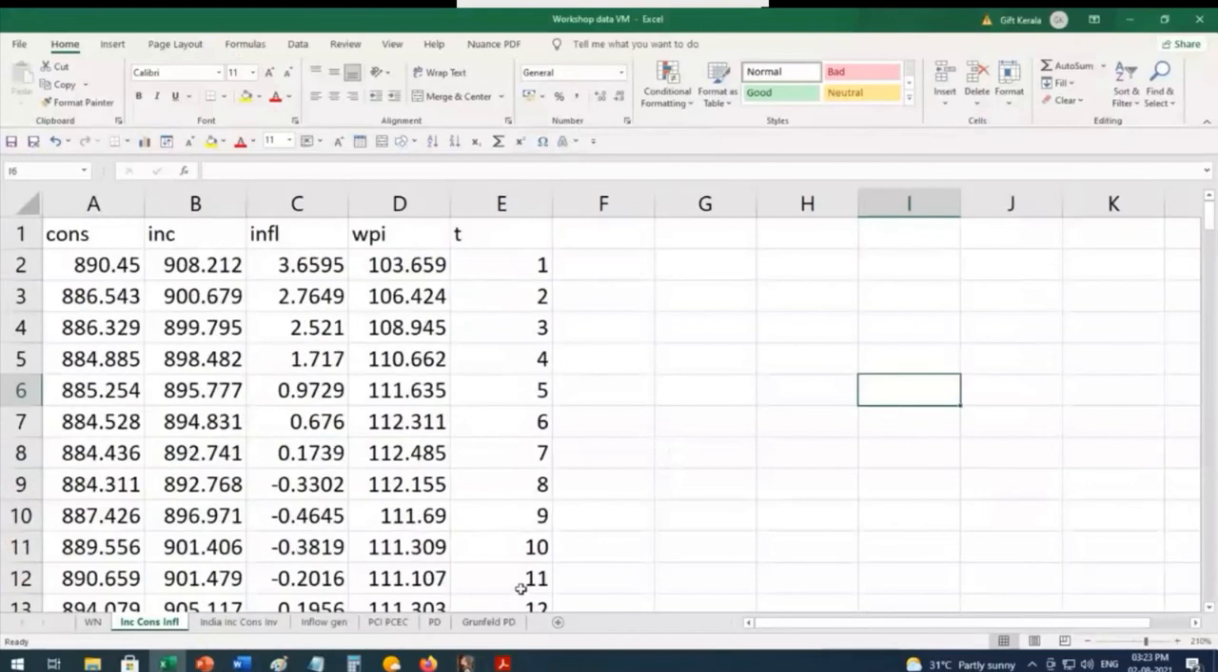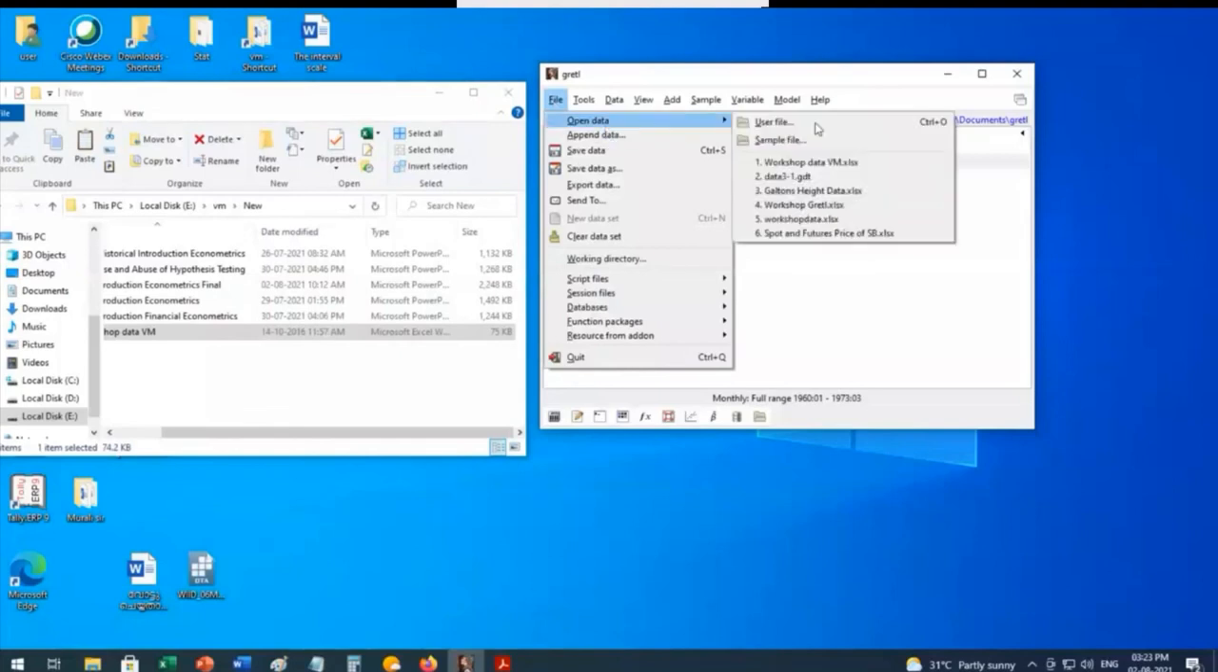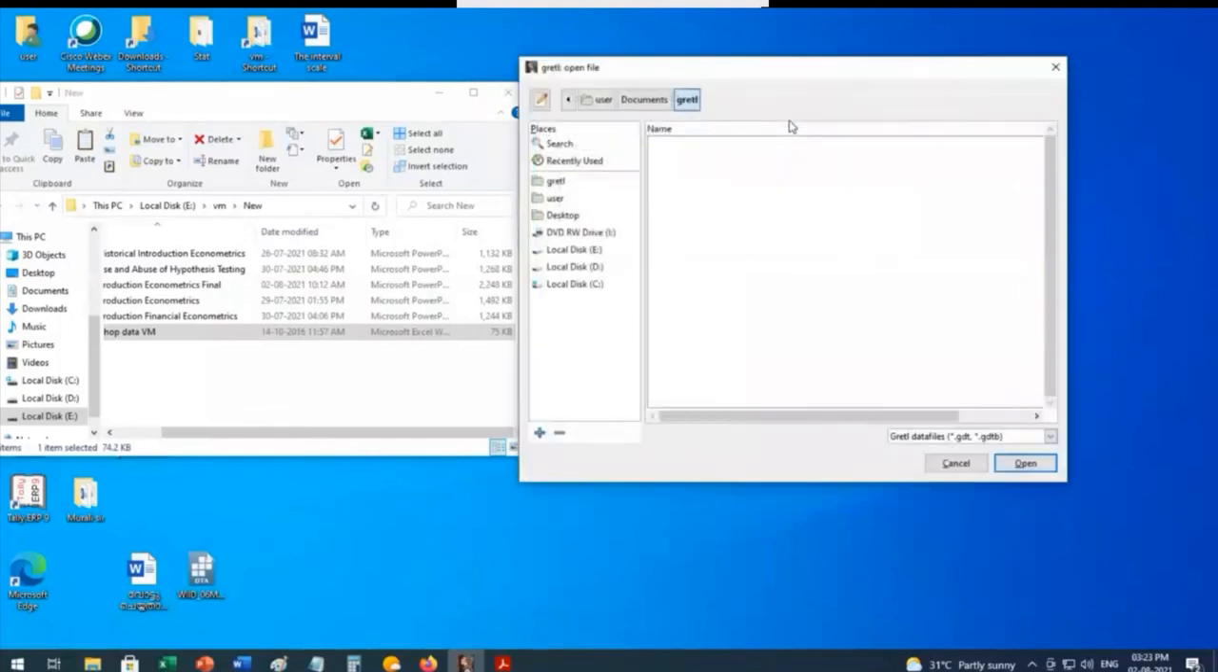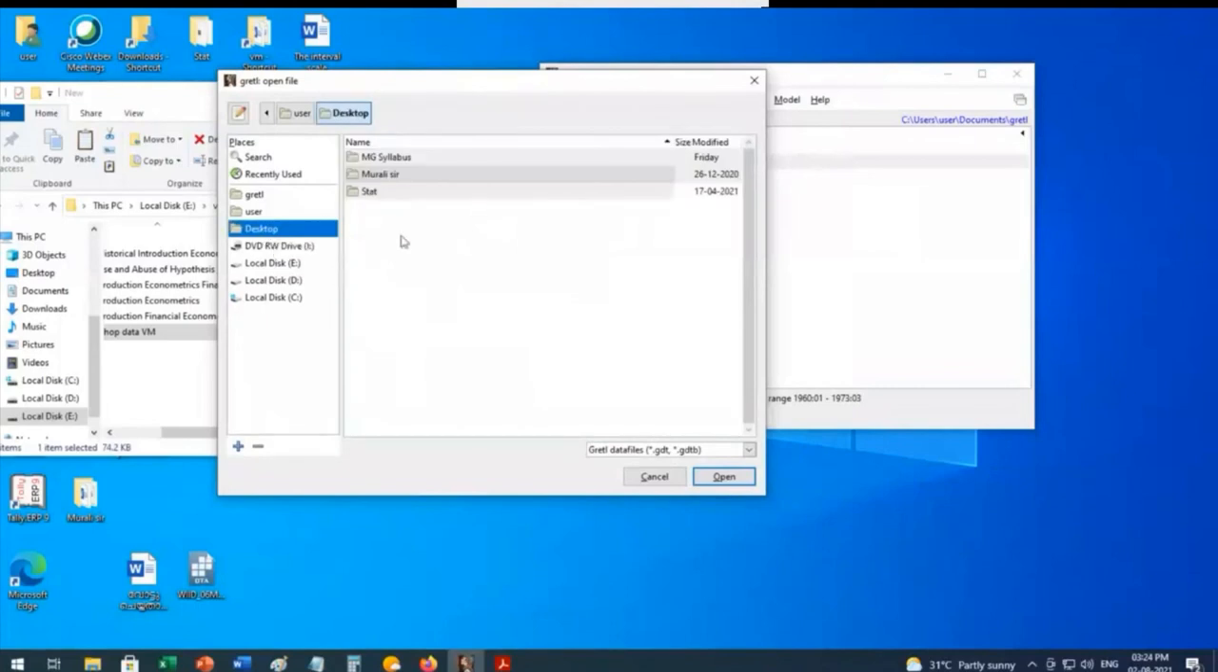Okay. So where are we? Another way of entering the data set we are discussing. Now we go to File here and then Open data, user file, click this one, then we will be led to this window. So where is our data? If your data is on desktop, click this desktop. Here I don't think my data is there.